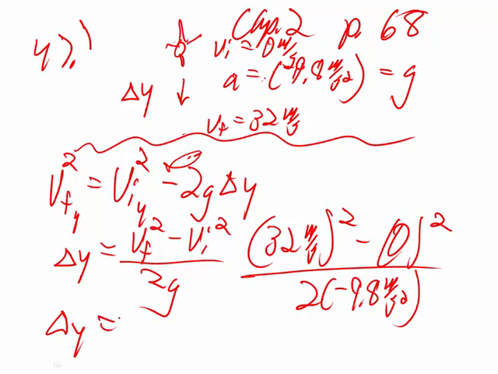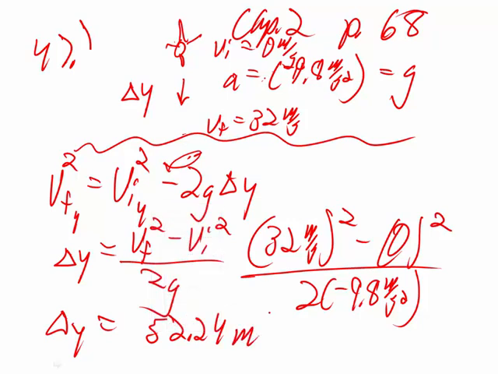So delta Y is equal to, let's see here, 32 squared divided by negative 2 times 9.8. And what do we get? What in the heck? Let me try this again. I've done something crazy again. 32 squared divided by, there we go. That's a whole lot better. We get 52.24 meters.